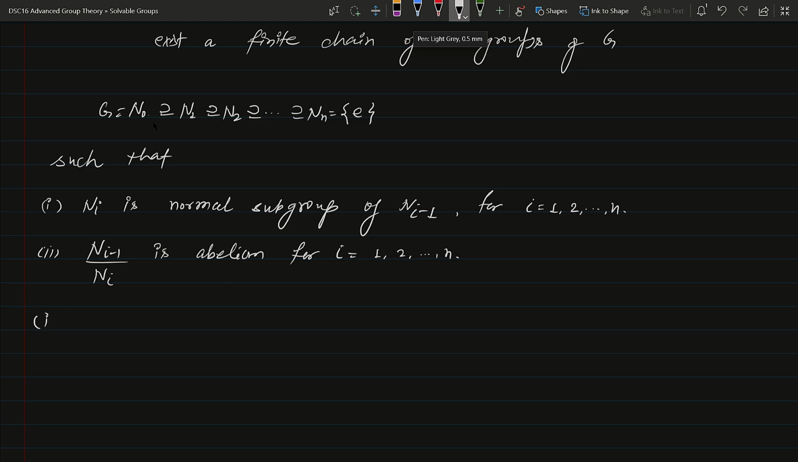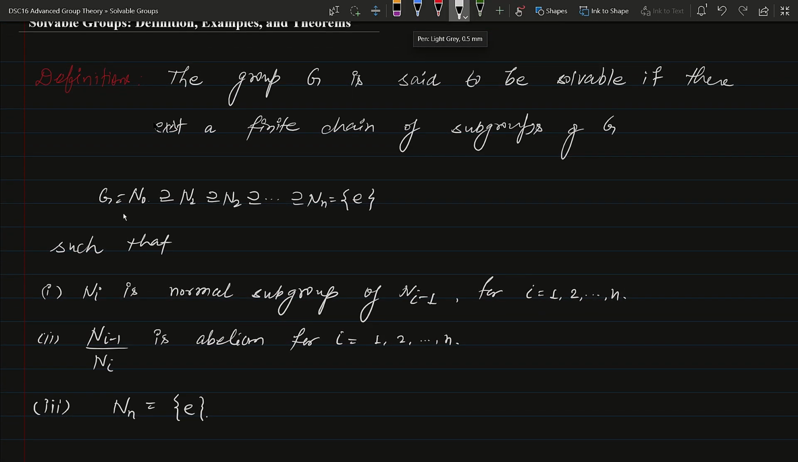So it has to be abelian for i equals 1, 2, and so on up to n. Then there is also this important property: the last normal subgroup in the chain has to be equal to identity. So whenever we want to determine whether a given group is solvable or not, we need to find the existence of this chain which follows these three conditions: each Ni is a normal subgroup of Ni minus 1, then Ni minus 1 over Ni, the quotient group, is abelian, and the last subgroup has to be the identity only. So this is about the definition.